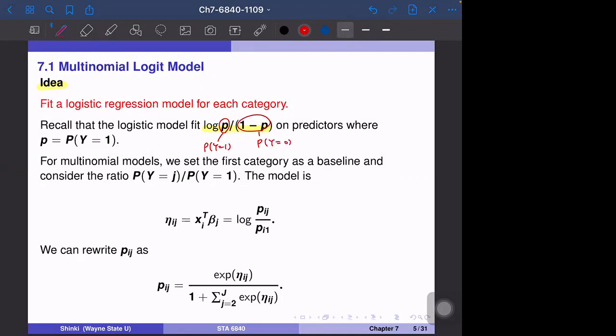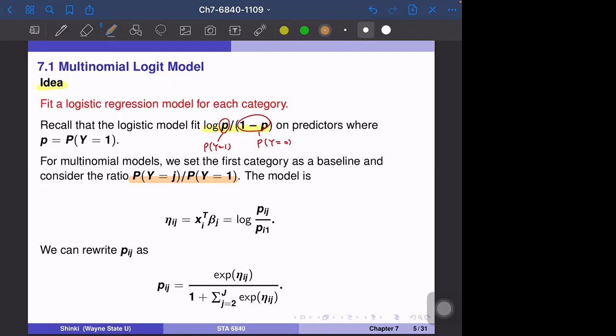For multinomial models, we set the first category as the baseline, so the denominator, and consider the ratio of the probability of y equal to j over the probability of y equal to 1. The total probability is 1, so if all ratios are available, we can identify all probabilities.